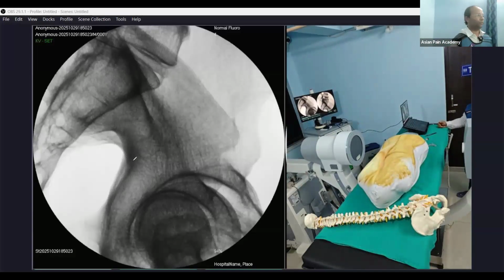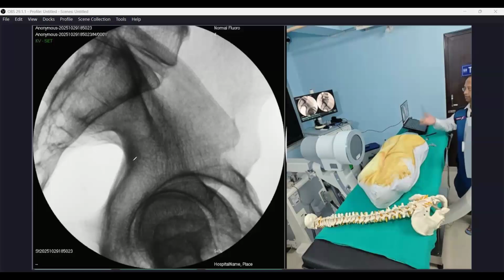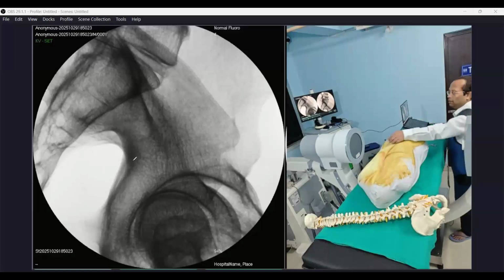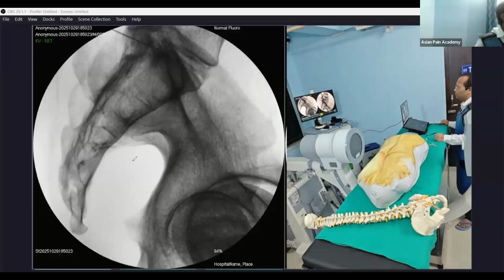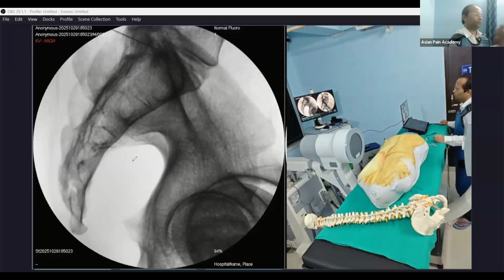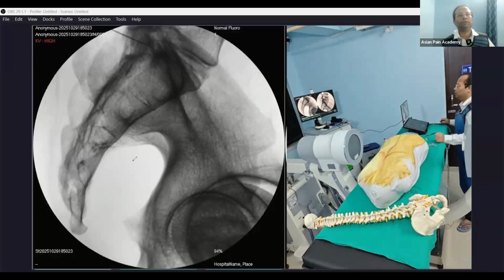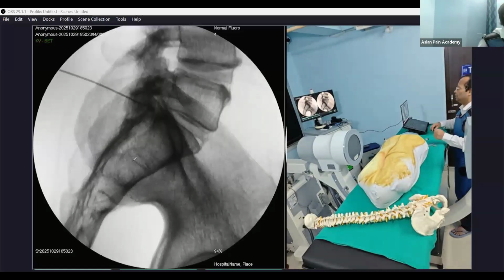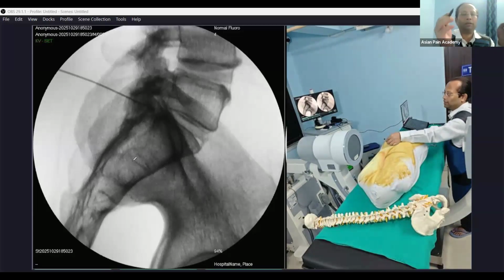Okay, so I have gone a bit more. That much is not needed. So okay, this is the perfect view. Okay. So this is the perfect view in the lateral position. Shoot again.